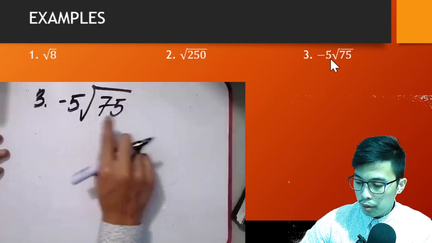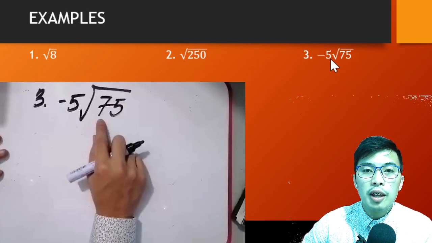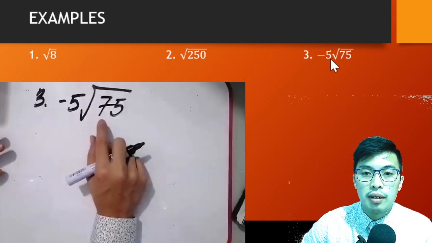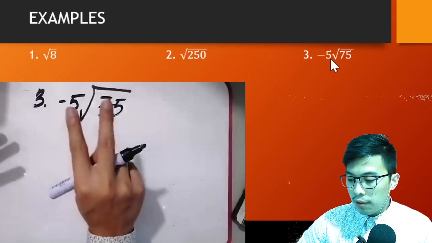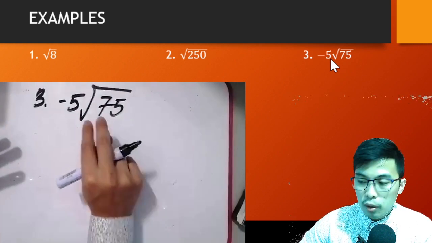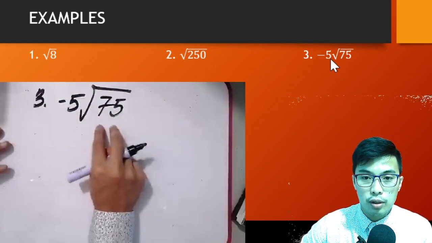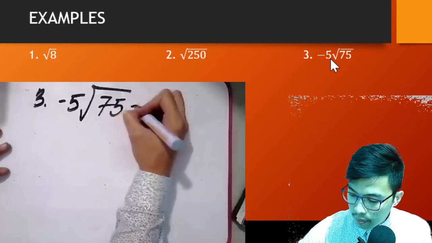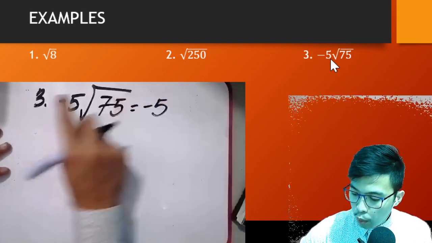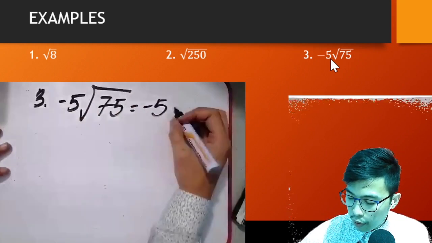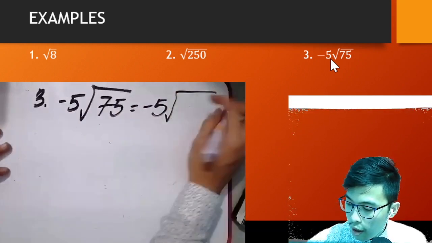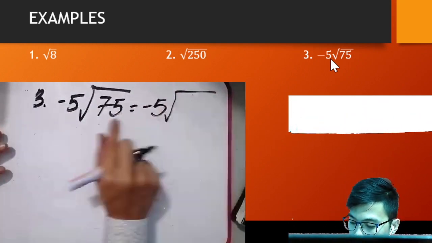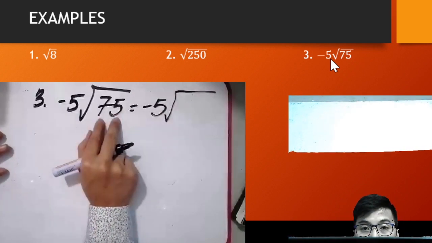Okay? So again, 75 is not a perfect square. Pero pwede nating i-factor yung 75 na yung isang factor niya is a perfect square. And what is that? And still we write negative 5 here. Don't forget that. And then the factors of 75.